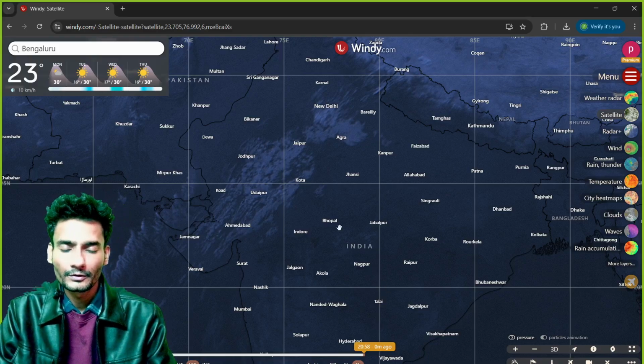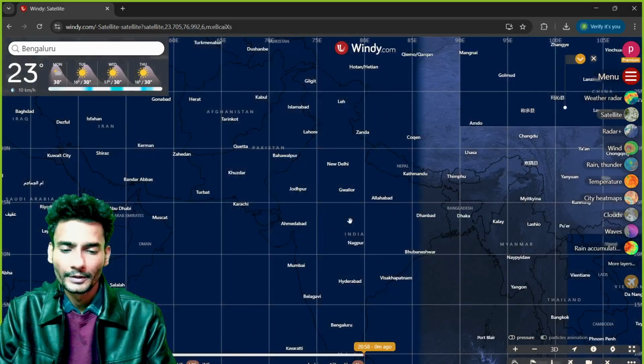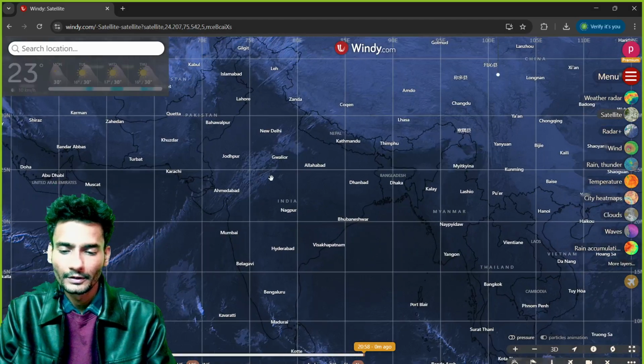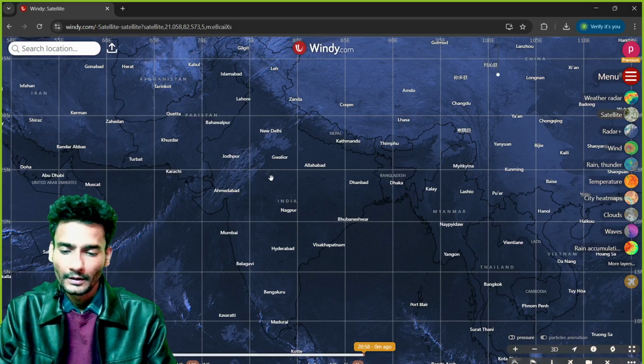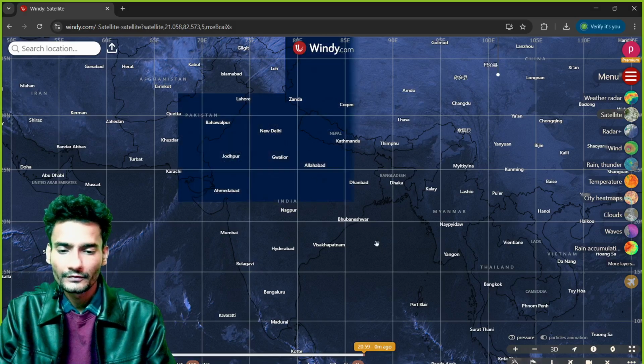So in today's video we'll be looking at the weather condition which will be prevailing in the next 72 hours. What is the status of the western disturbance, and how is it going to affect the various parts of North India? So let's start with today's live satellite image.